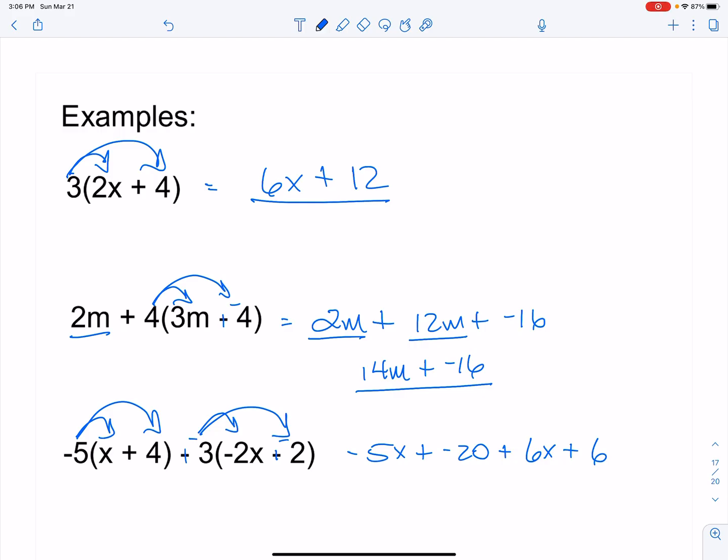And now again, just like in the previous example, we combine like terms. So I have a negative 5x and a 6x that can go together to give me 1x, or just x, plus, and I have a negative 20 and a 6 that can go together to give me a negative 14. So you can write this as x plus negative 14, or you could write it as x minus 14, and both of those would be correct. So that's the first part of the distributive property. Something pretty simple. It's really not that difficult. So we distribute, and then we combine like terms.